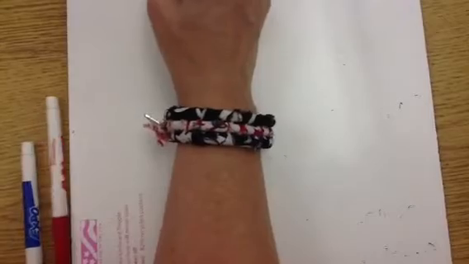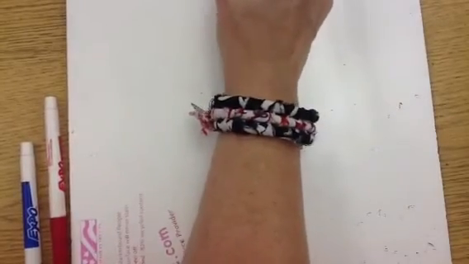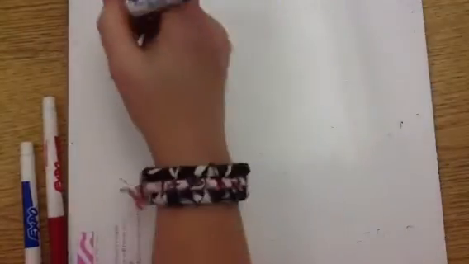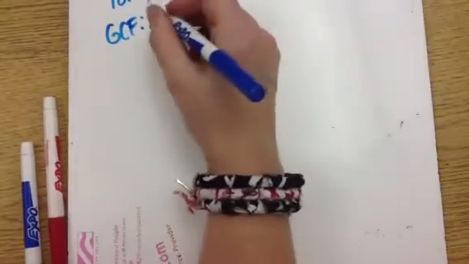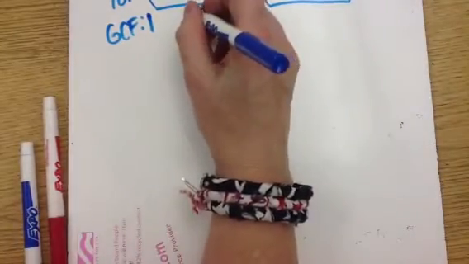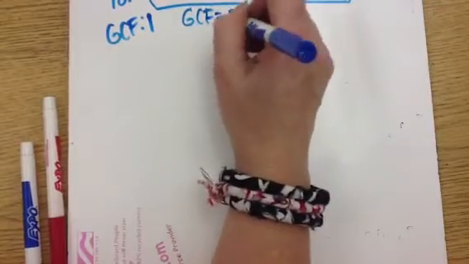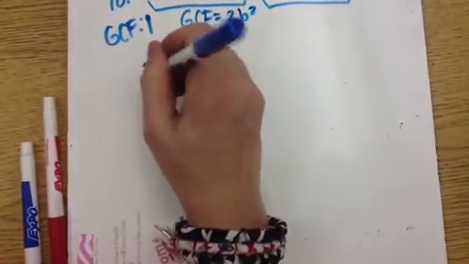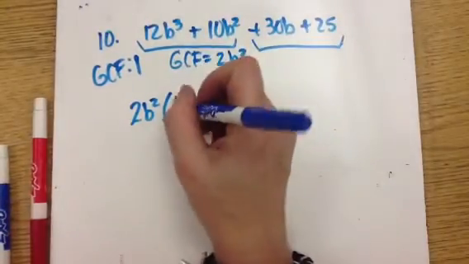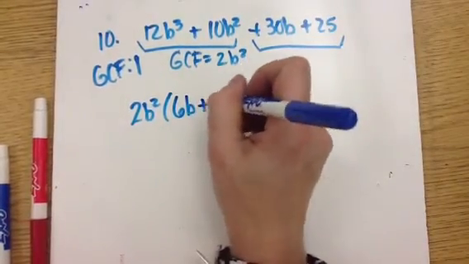Let's see if we can get the last 3 problems done in a couple minutes here. Number 10 is 12b cubed plus 10b squared plus 30b plus 25. So we're going to look for an overall greatest common factor. There's not. So then I'm going to group this because it's 4 terms. So in the first group, greatest common factor is 2b squared. So 2b squared out front. What's left in will be 6b plus 5.